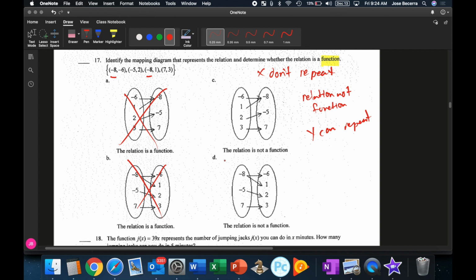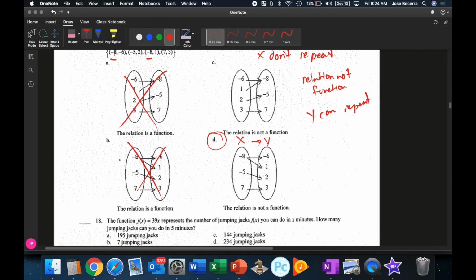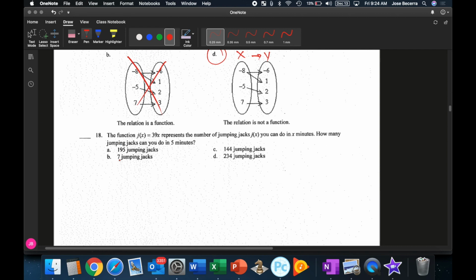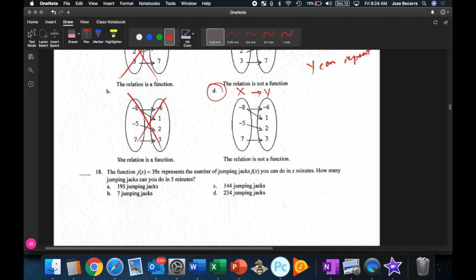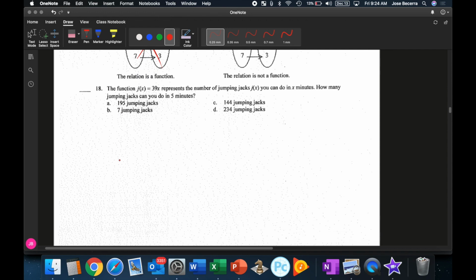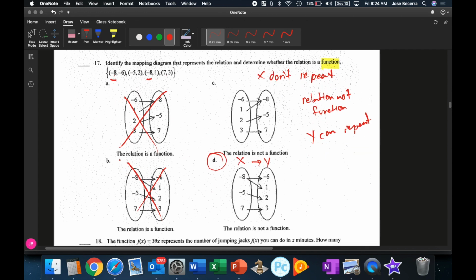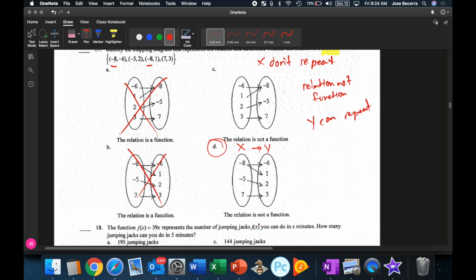It should be D because the x's should be here. X's give you y. So the answer is going to be D because the x's come first. -8, -5, and 7. Any questions on this one? D, the relation is not a function.